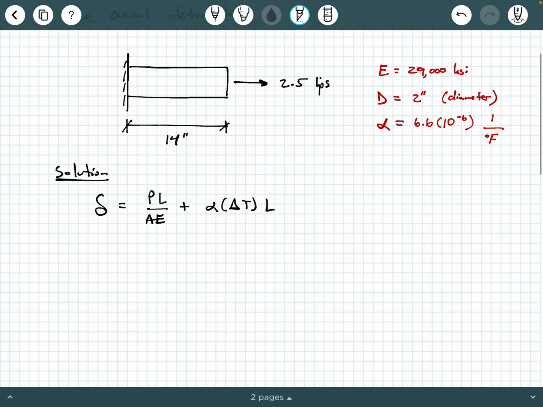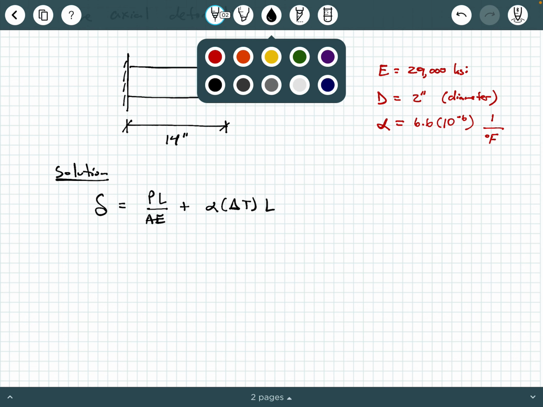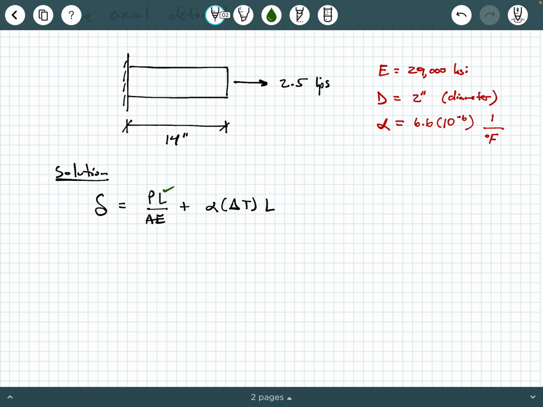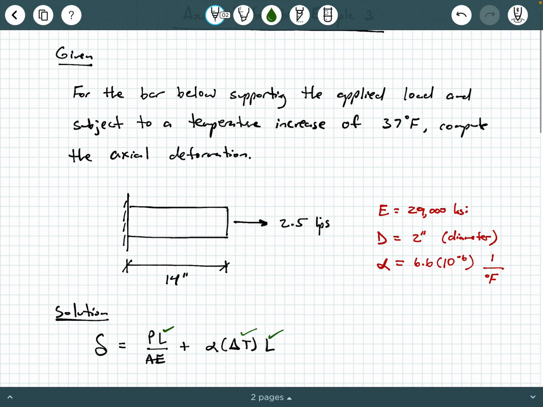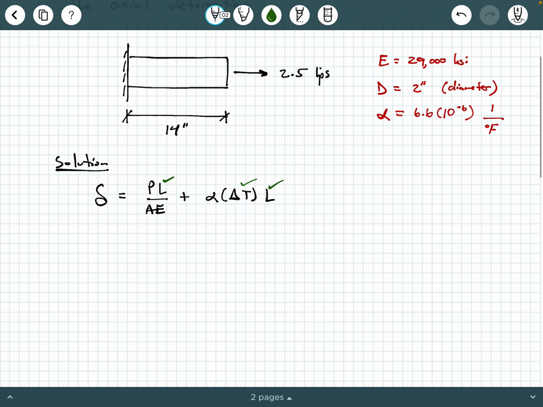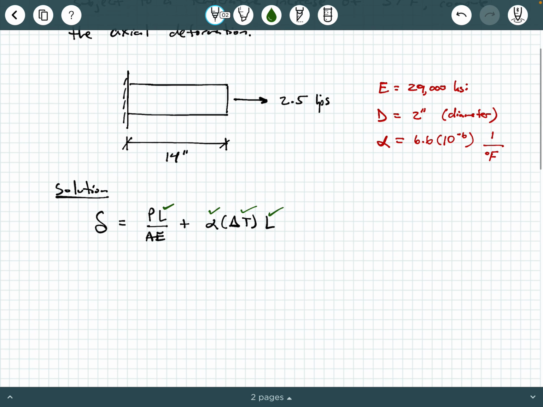So let's take a look here. What do we know right off the bat? Well, I can check off that I know the length of the member is 14 inches. I know the change in temperature that was told to me in the problem statement, 37 degrees Fahrenheit. I know the coefficient of thermal expansion, or thermal deformation, is given here as this alpha value. And I know the modulus of elasticity, that's given here, 29,000 KSI. I don't exactly know the area, but I pretty much know what I need to find it. So let's go ahead and calculate that right now.